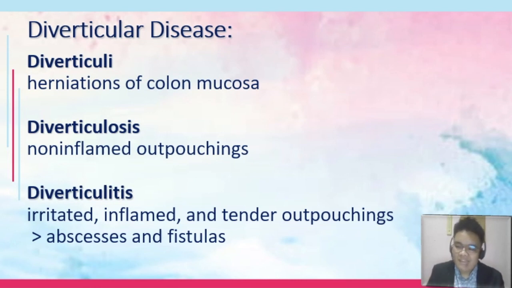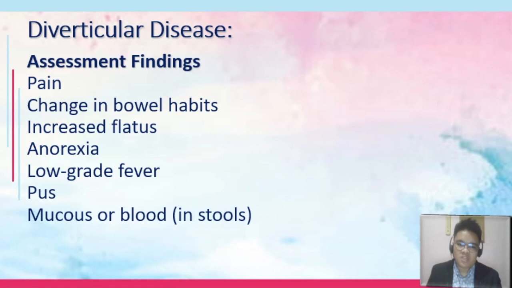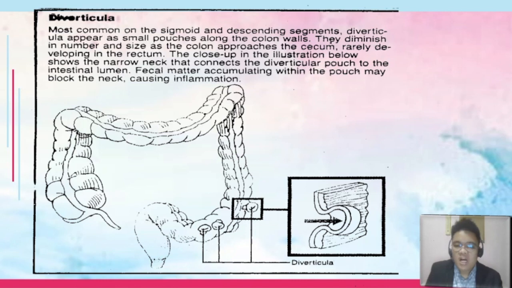So, your diverticulitis is irritated, inflamed, it may be infected, tender outpouchings, okay, that lead to abscess formation and fistula formation. Assessment findings for a patient with diverticulitis, or any diverticular disease: they will have pain, change in bowel movements, increase in flatus, anorexia, and low-grade fever once your patient is already developing diverticulitis. There is pus, especially if the patient has infection, still diverticulitis, and then presence of mucus or blood in stools.